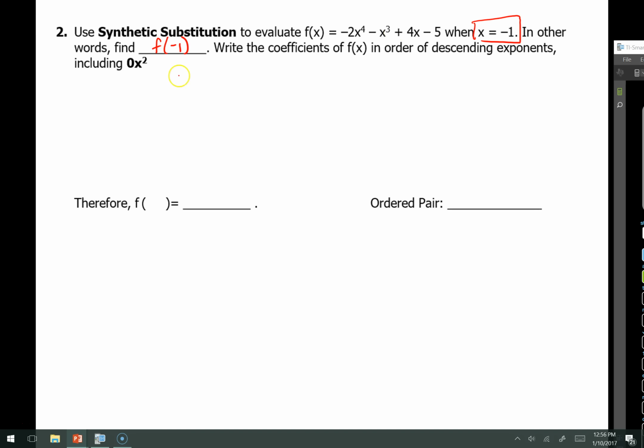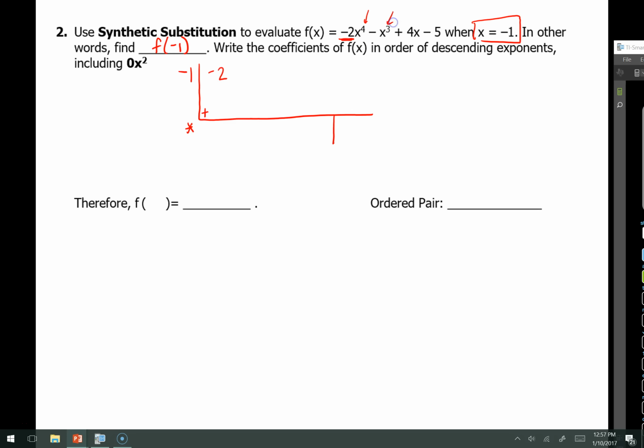So let's set this up. We've got our L shape with our little tail. The x value of negative 1 is going to go on the outside. Remember, on the outside is where you're multiplying, on the inside is where you're adding. Now we're going to look for our coefficients. The highest exponent is that 4, so I'm going to take the negative 2 and put that in my first spot.